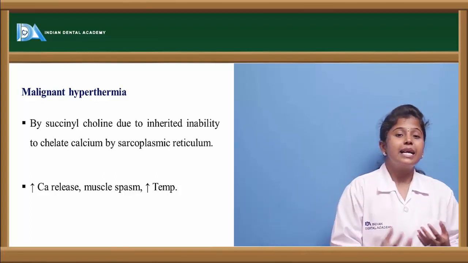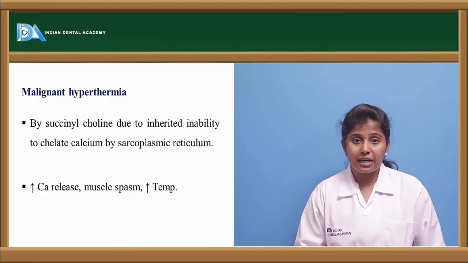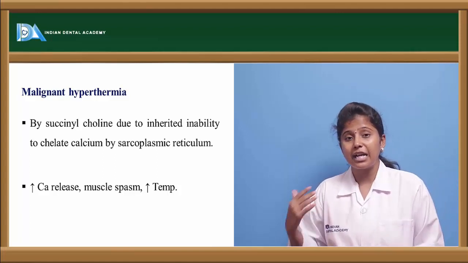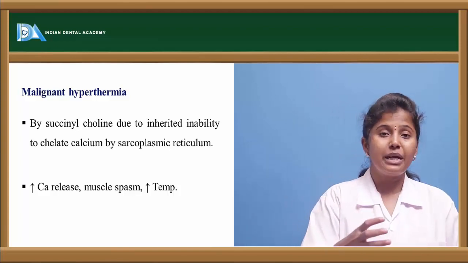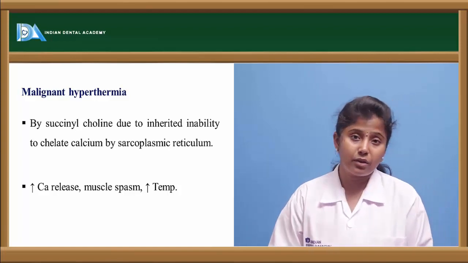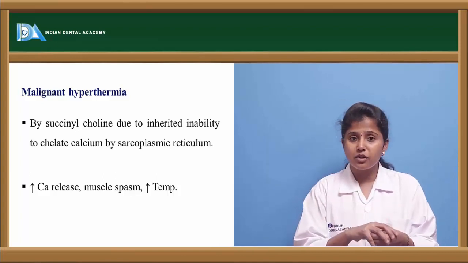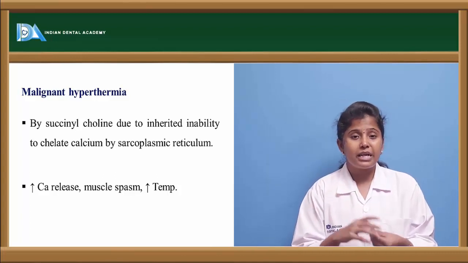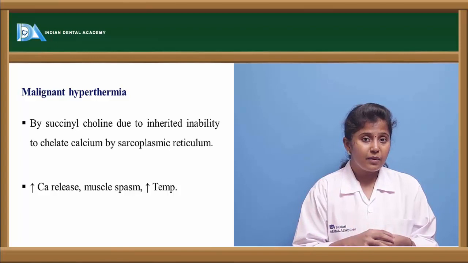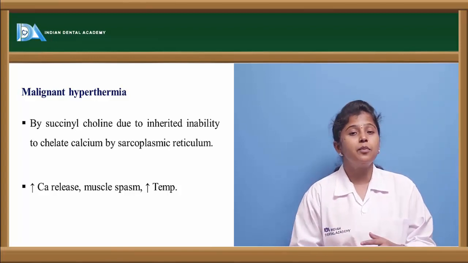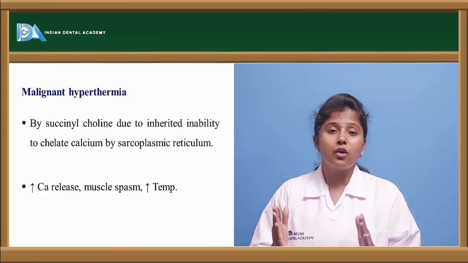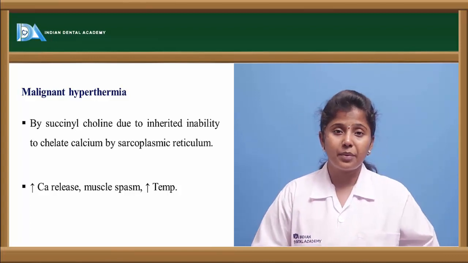Because of that, excessive calcium release occurs in the body, and because of the excessive calcium released, muscle spasm occurs. The muscle will be in the contracted state for a longer period of time, because the calcium is not binding, and if the calcium is not binding, the intracellular calcium level will be increased, and if the intracellular calcium level is increased, it causes depolarization of the cell, leading to contraction of the muscle for a longer period of time.